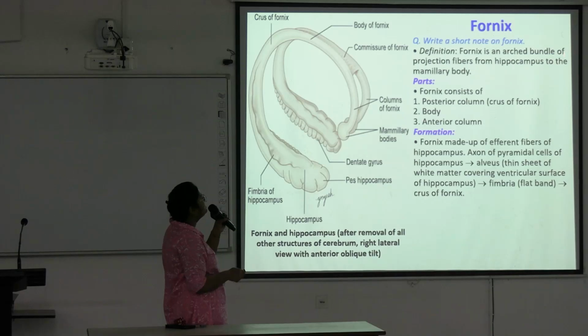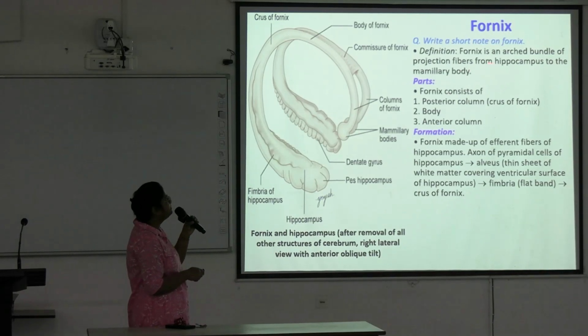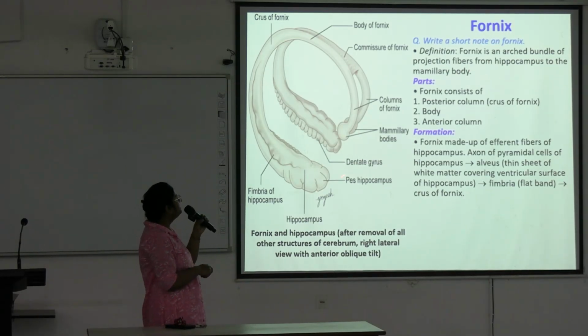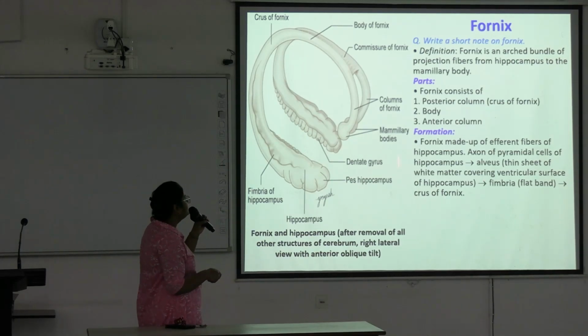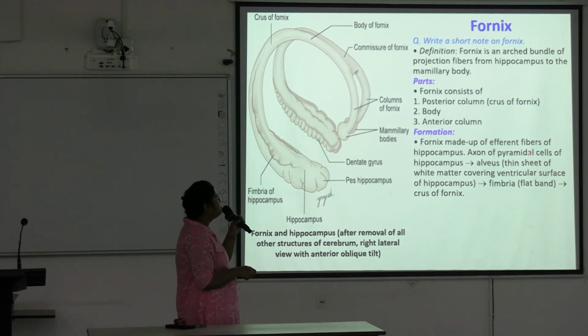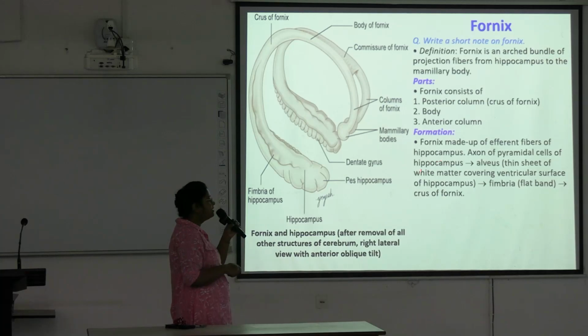So fornix is an arched bundle of projection fibers from the hippocampus to the mammillary bodies, and the fornix consists of the posterior column or crus fornix. These are the two crus fornix, the body, and the anterior column of the fornix. This is the formation.